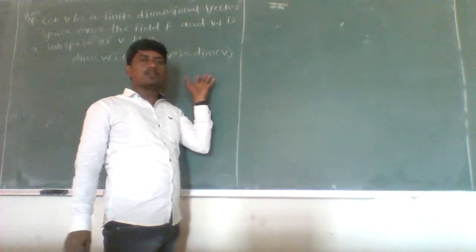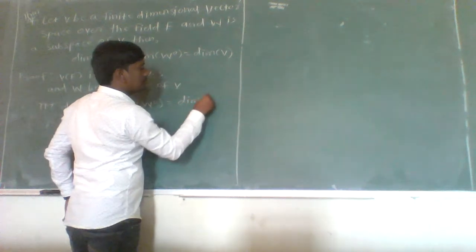So here, if V is any finite dimensional vector space over the field F and W is any subspace of the vector space V, then we have to show that dimension of W plus dimension of W annihilator will be equal to dimension of V. Now, proof: given that V over F is a finite dimensional vector space and W is a subspace of V, and to prove that dimension of W plus dimension of W annihilator is equal to dimension of the vector space V.